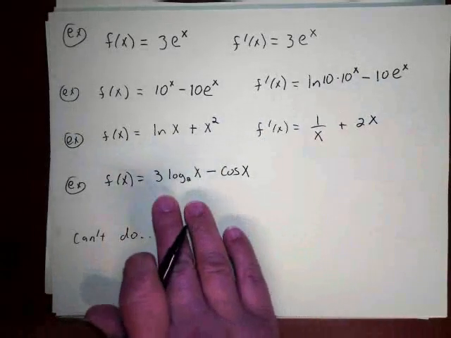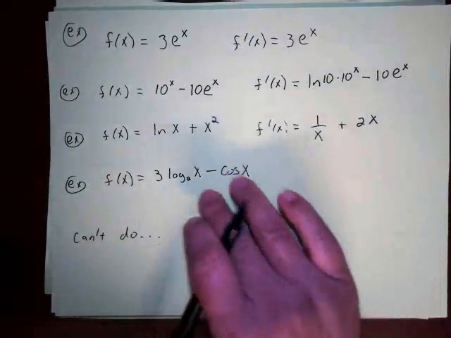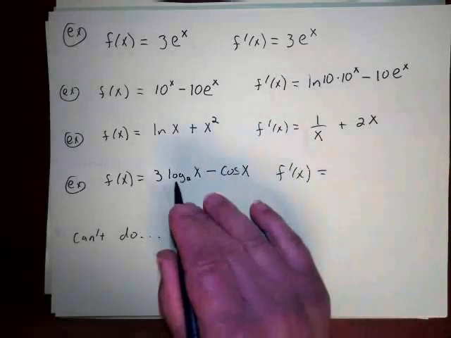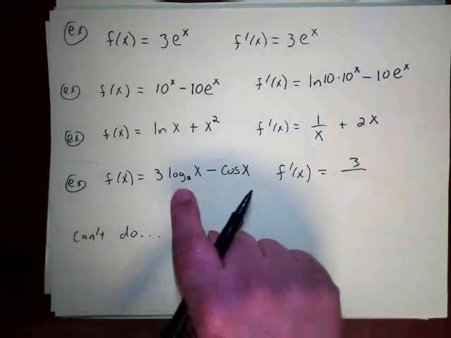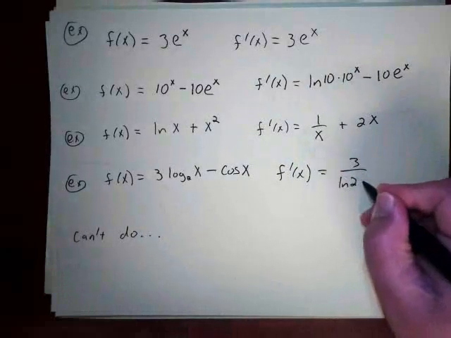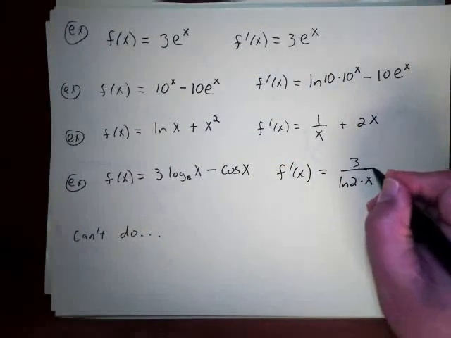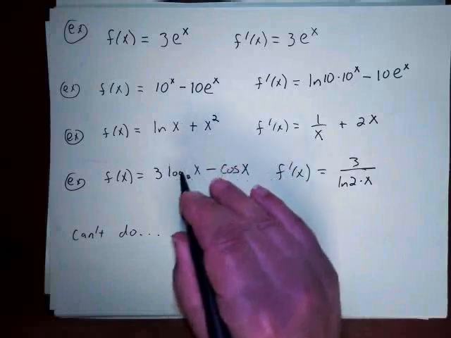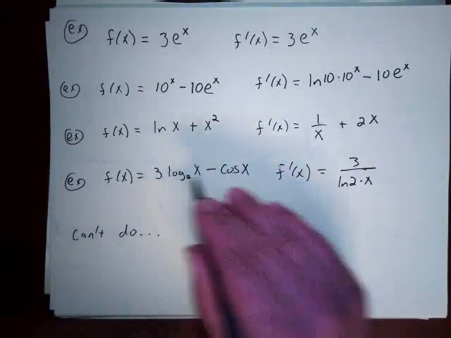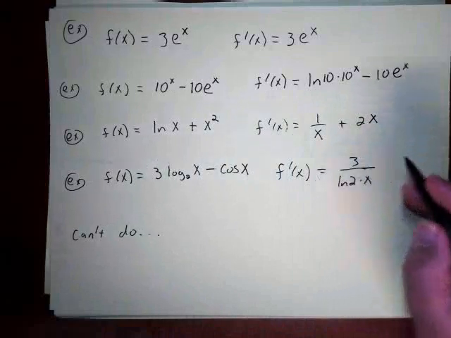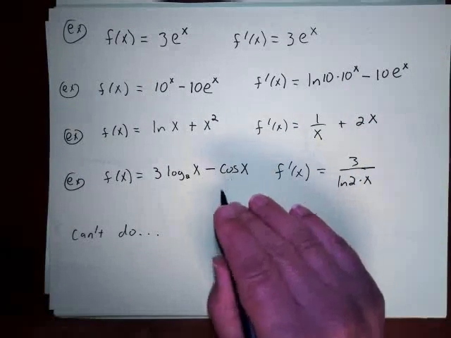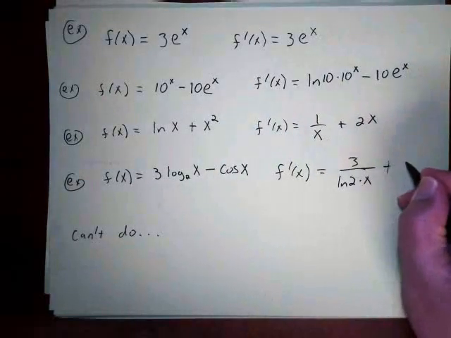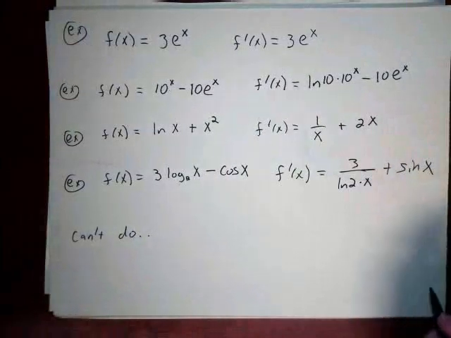Okay, well this one here, I have 3 log base 2 of x minus cosine x. So the derivative for this one would be, we're going to have 3, and then log base 2 of x would be like natural log of 2 times x. So just taking the derivative of this would be 1 over natural log of 2 times x, but you have the constant multiple of 3, so I put it on top. And then the derivative of cosine is the opposite of sine, so that opposite will make that a plus sine x, and I would get that.